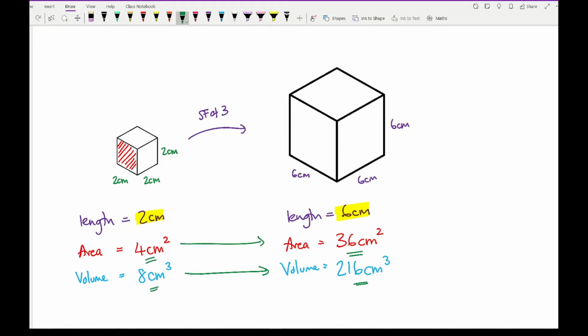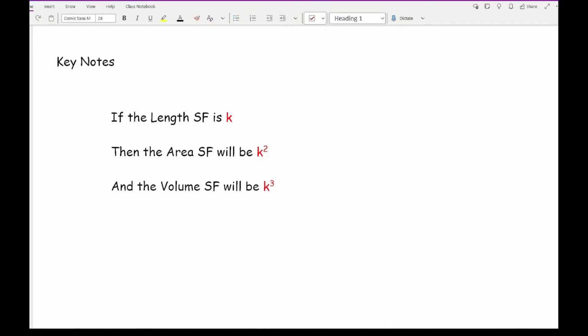Now there is a connection between all of these numbers, the area, the volume, that's all linked with the length scale factor, and that's the main purpose of this video and what we're going to lead on to now. Now this is something definitely worth adding in your notes, and something that hopefully you may have spotted from the examples that we've done.